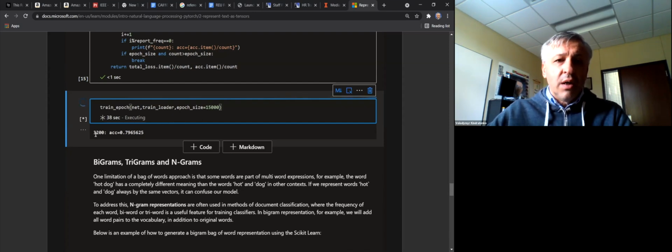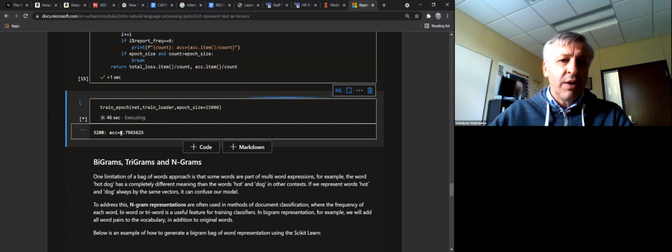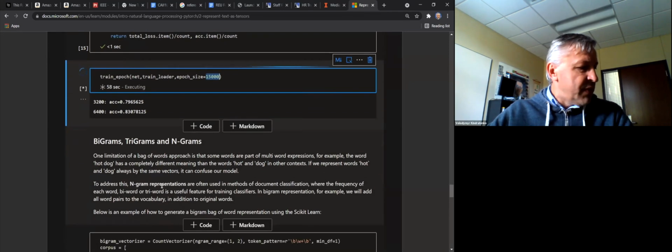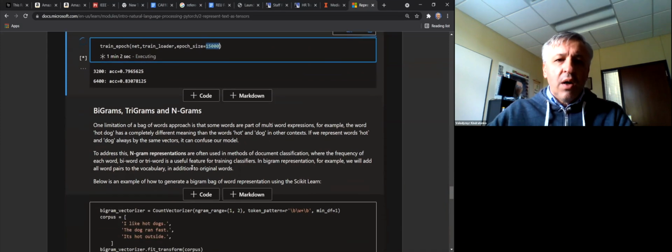And so when we start training, we will see that our accuracy after some number of epochs, after 3,200 epochs, is this. And if we keep training it, we will see that this accuracy will improve a little bit. But we will stop at this level. So we are not going to go beyond that many altogether.